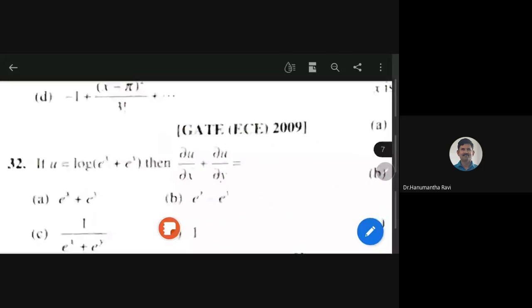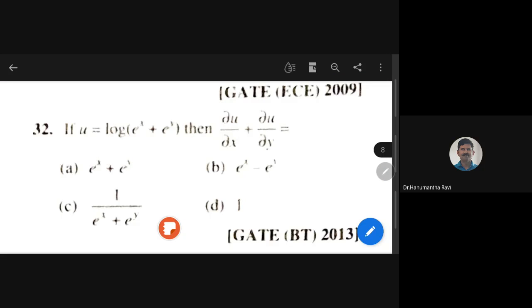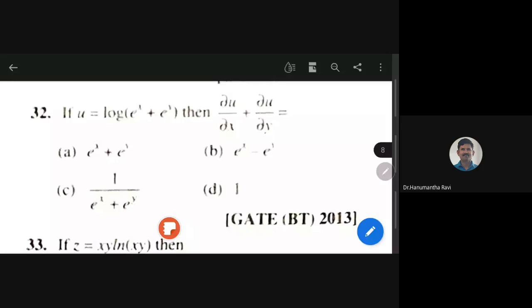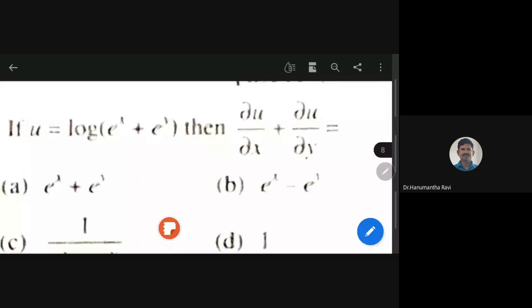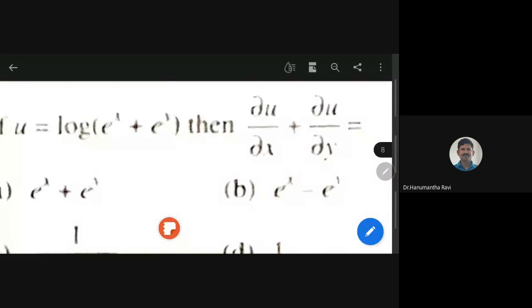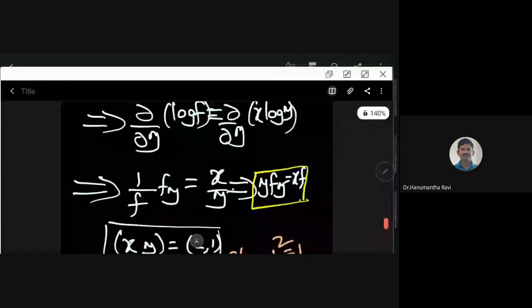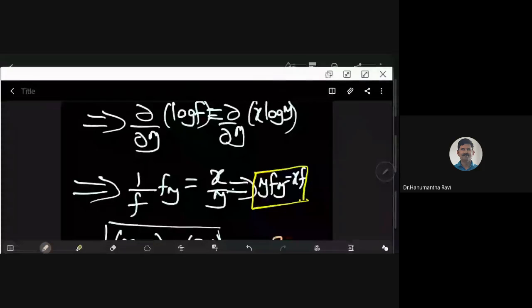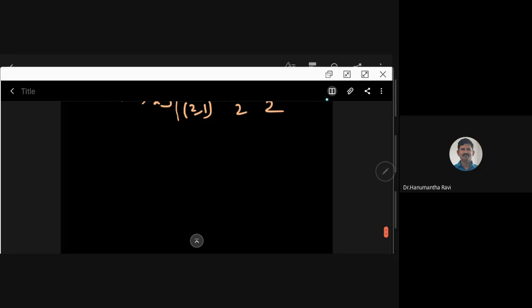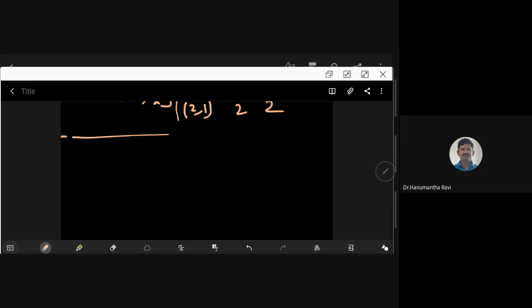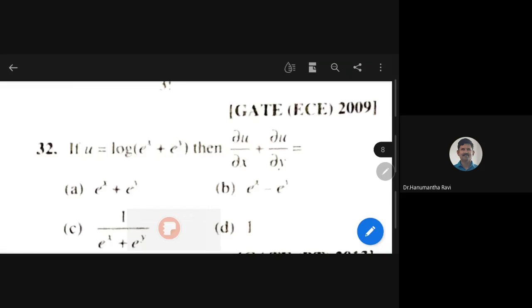Before going for that, you see here, this is another question that is given in GATE. So u is equal to log of e power x plus e power y. Good. This is also again a problem involving partial order derivatives. So u is equal to log of e power x plus e power y.